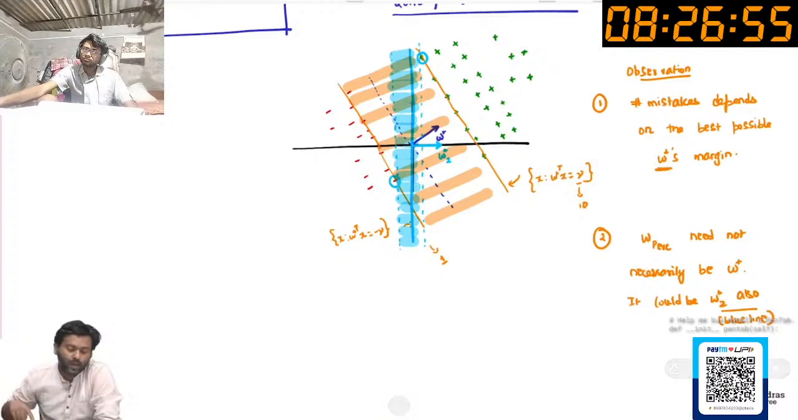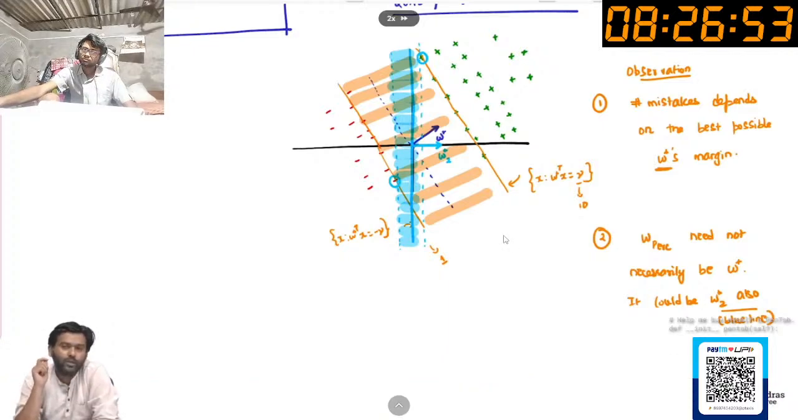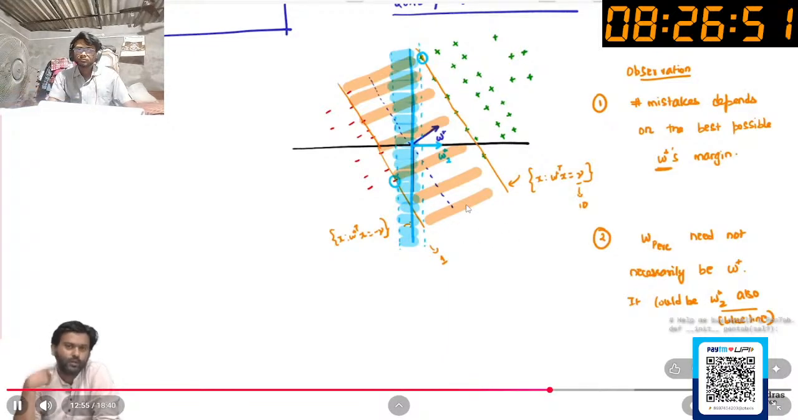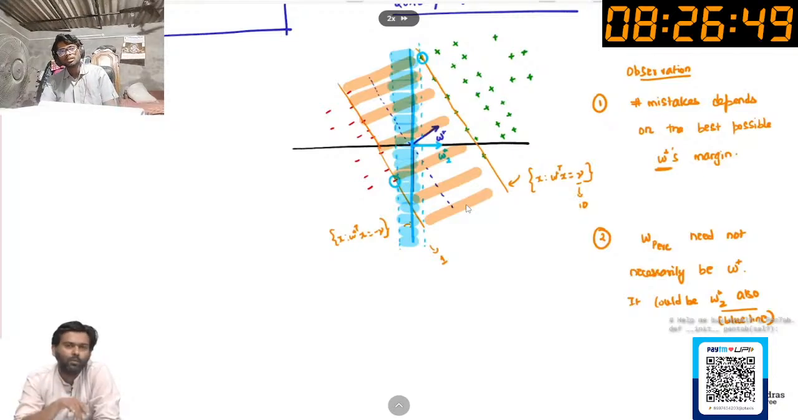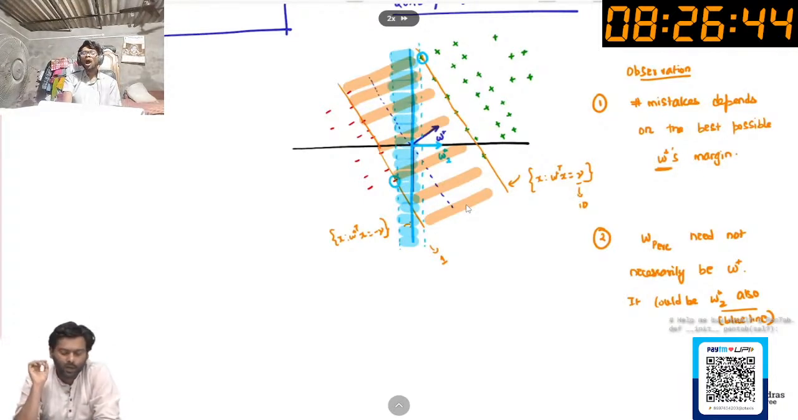Why? Because the moment the perceptron finds W star 2, as it runs the algorithm, it immediately sees that for W star 2 it is no longer making any mistakes with respect to the data set. It just stops the algorithm there and says that it has converged, right? Now, is that a contradiction? It's not. So why is it not a contradiction?